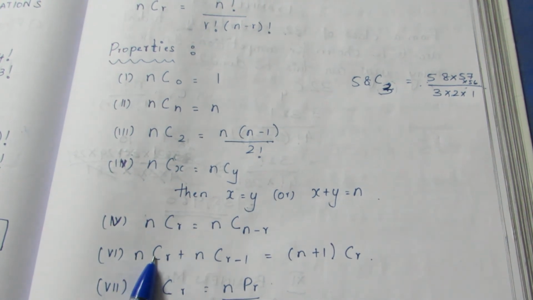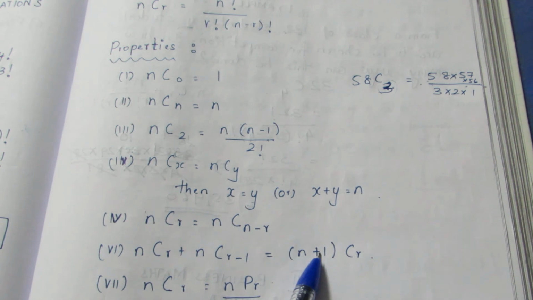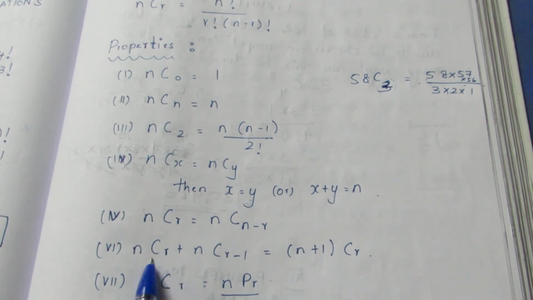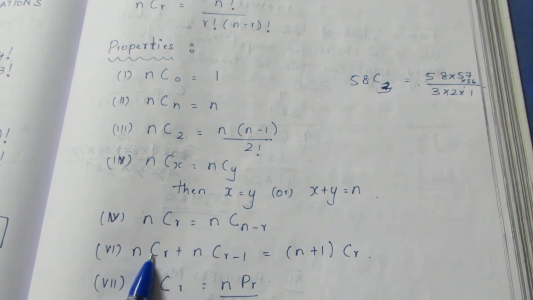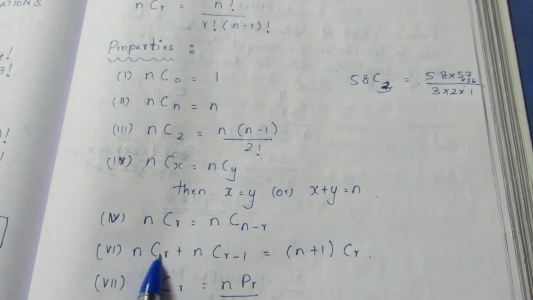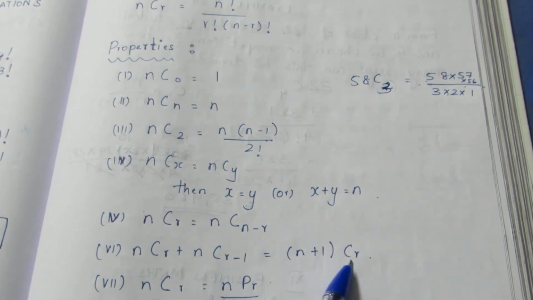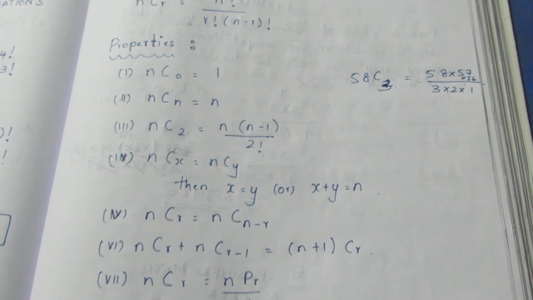Now nCr plus nC r minus 1 is equal to n plus 1 Cr. You can use this formula when this type of question is given. nCr plus nC r minus 1. This is the reducing factor. If it is 5, it will be 4 here. In that case, n plus 1 Cr will be the formula.